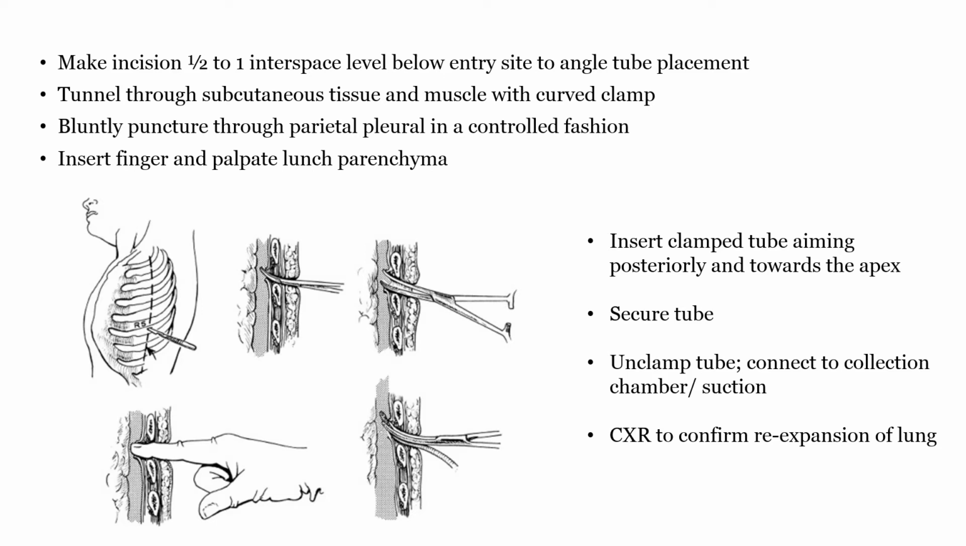And two is that you look at the swing in the meniscus in your collection chamber. If the swing in the meniscus is less than 3 centimeters, then you know you've drained out most of the air. And so we can radiologically do a chest x-ray to confirm lung expansion.